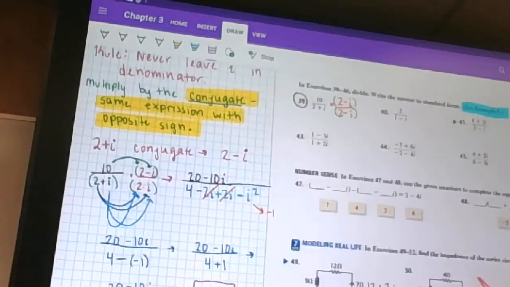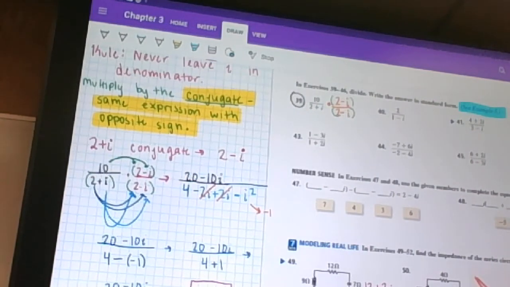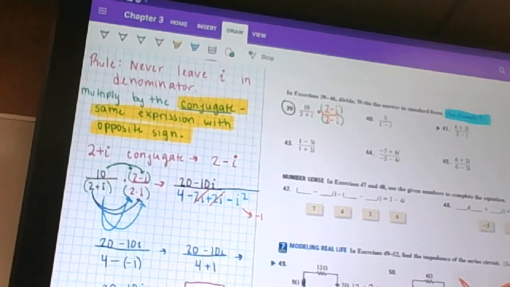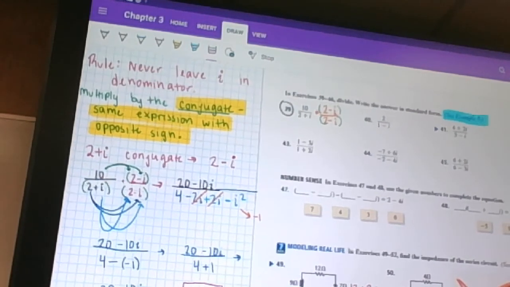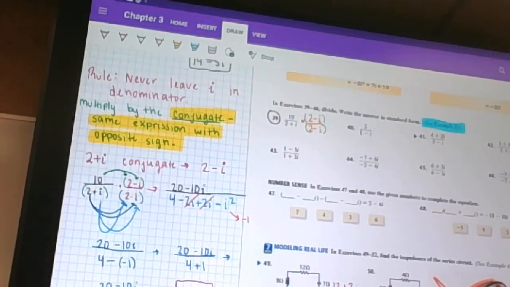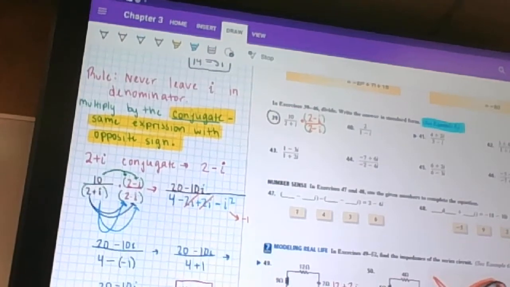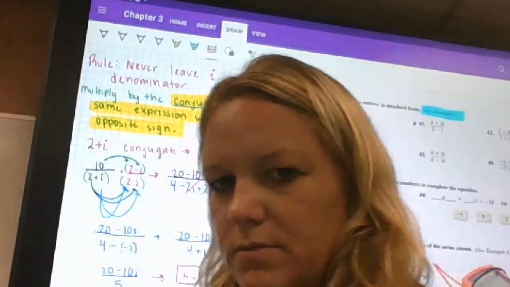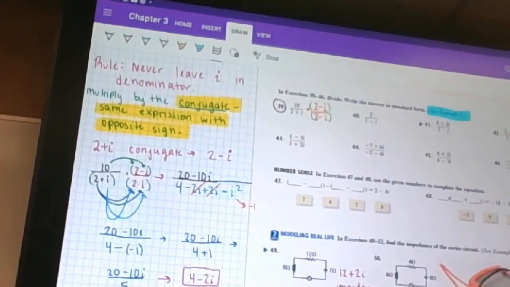Does anybody have a question about this one? Okay, you guys go on. I'm going to do 41 next, unless you guys want me to jump to maybe 45 next. I'm going to do 41 next. Okay, so I'll give you a moment to try it on your own, and I'll do 41.